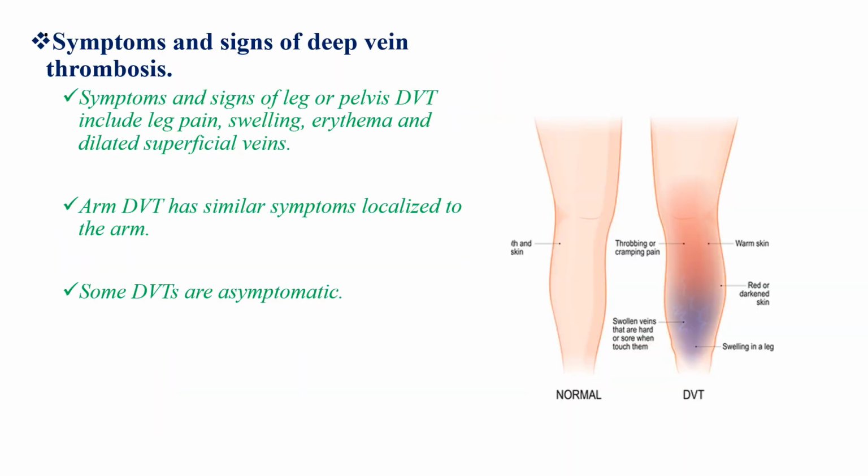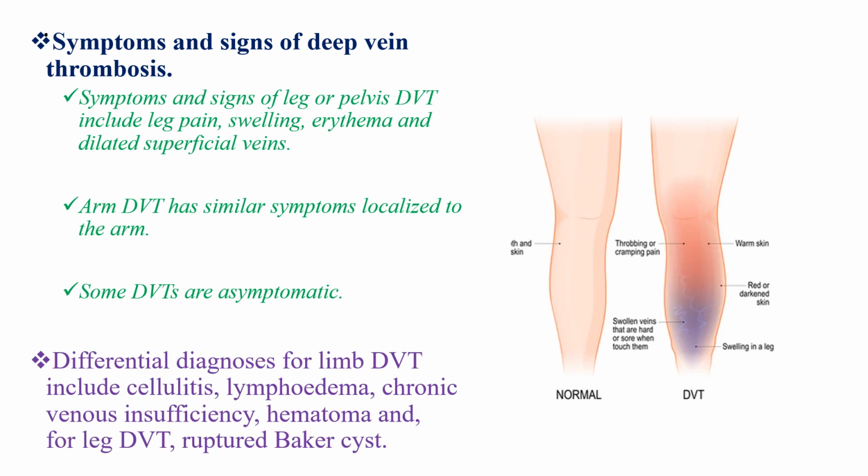Symptoms and signs of leg or pelvis DVT include leg pain, swelling, erythema, and dilated superficial veins. Arm DVT has similar symptoms localized to the arm, and even some DVTs are asymptomatic. Differential diagnosis for limb DVT includes cellulitis, lymphedema, chronic venous insufficiency, hematoma for leg DVT, and ruptured Baker cyst.